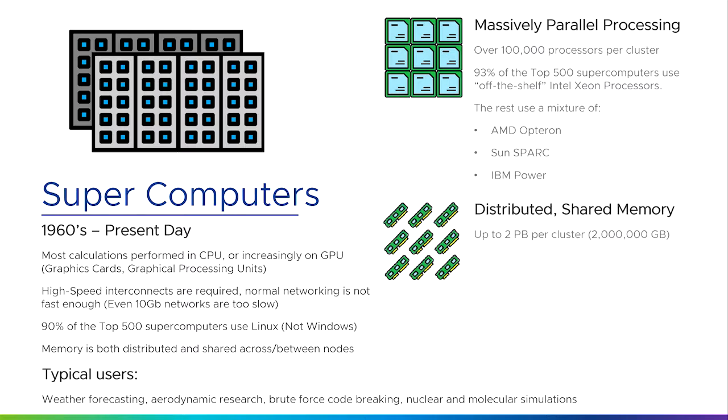A supercomputer has distributed shared memory, so up to 2 petabytes per cluster. So just to put petabytes into context, 2 petabytes is the same as 2 million gigabytes.